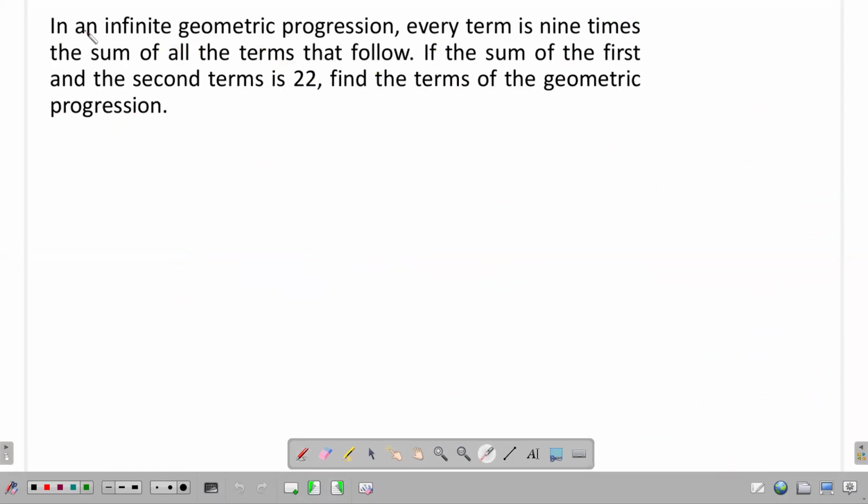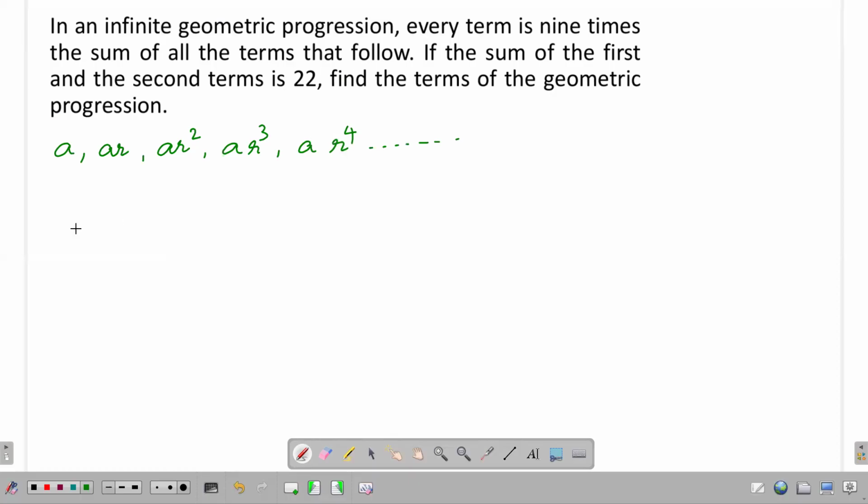It's a very interesting question. In an infinite geometric progression, every term is 9 times the sum of all the terms that follow. If the sum of the first and the second terms is 22, find the terms of the geometric progression. That is the question. So first thing I should do is present an infinite geometric progression. Let the first term be a. The next terms will be ar, ar square, ar power 3, ar power 4, and so on.